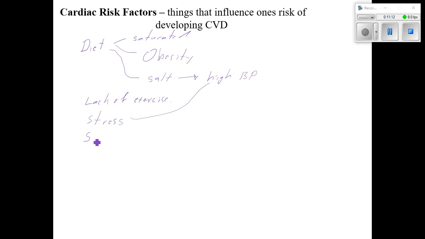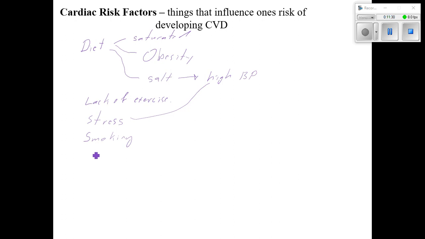You probably already know smoking is also a risk factor for cardiovascular disease. We haven't talked about it yet, but platelets are one of the components in your blood. They're responsible for sealing up blood vessels, and smoking has an influence on those.